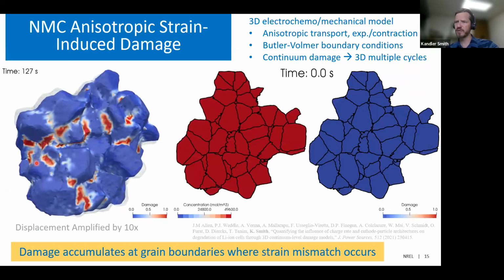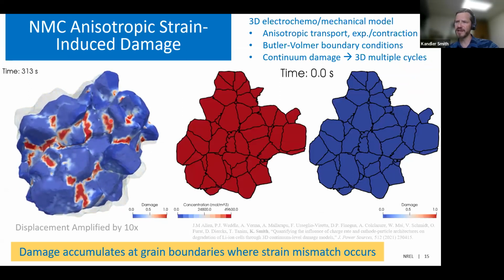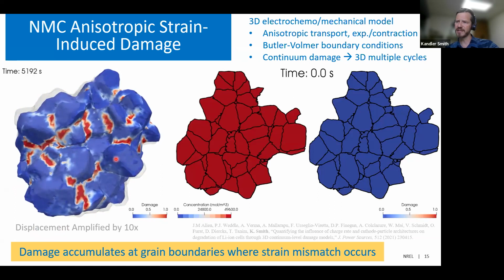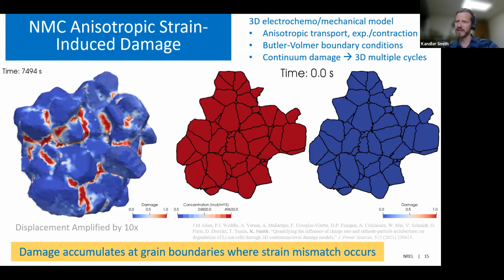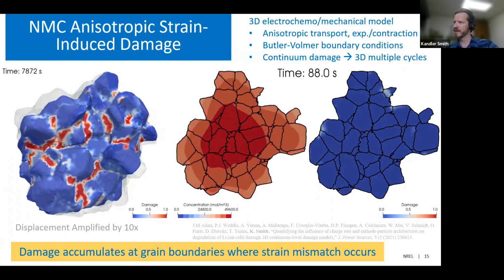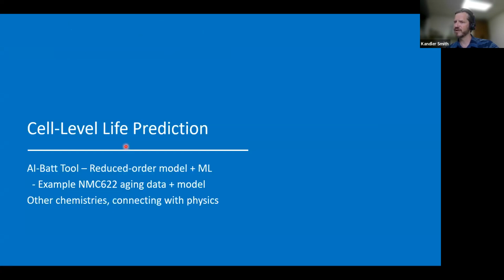So this is kind of a view of what this polycrystalline particle might look like. The displacement's amplified by a factor of 10. And you can see the individual grains, they can expand and contract in different directions because they're anisotropic. And we've got fracture or damage that's occurring in between them. And I think beyond that, I'll probably just continue on.